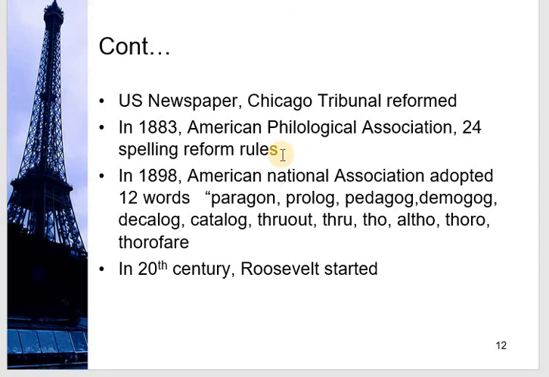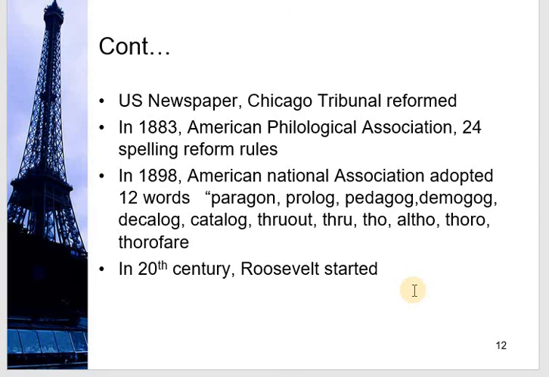The reason is that spellings create disturbance for language learners. One letter gives different sounds, and the reader and the speaker, especially a non-native speaker, is confused whether to use S for sir or sh. Suppose SUGAR, sugar. Is S an S sound or Z sound or sh sound or ch sound? In 1898, the American National Association adopted 12 words: paragon, prologue, pedagogue, demagogue, decalogue, catalog, throughout, through, thou, although, thorough, thoroughfare. You can see there are different simplified spellings and they are different from British spellings.